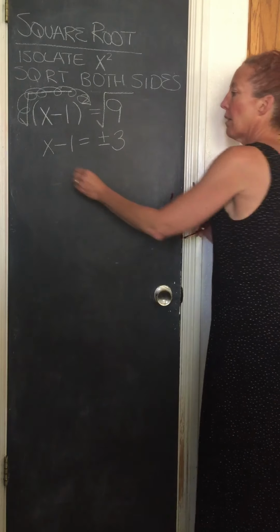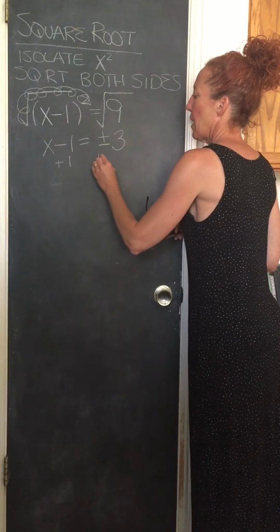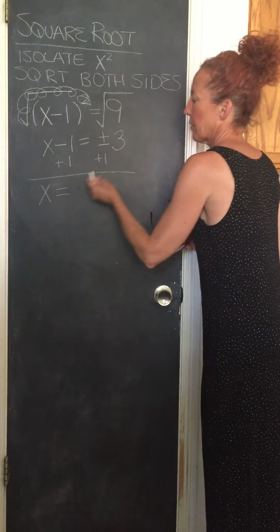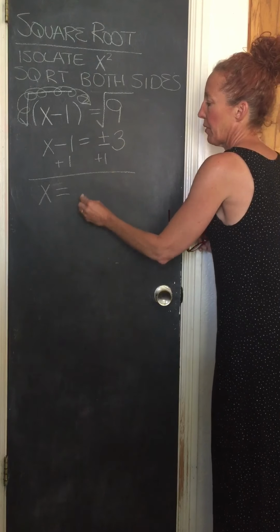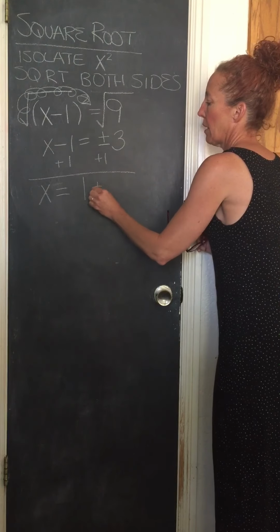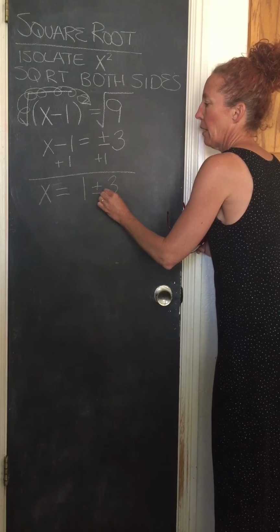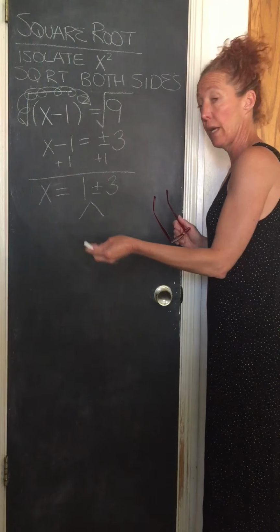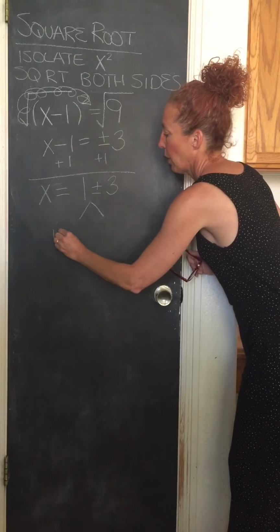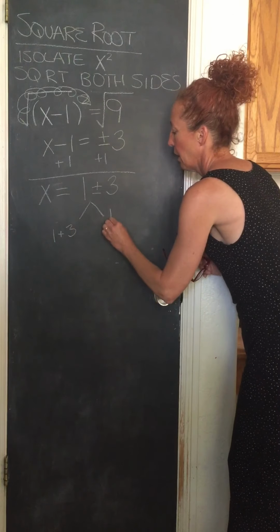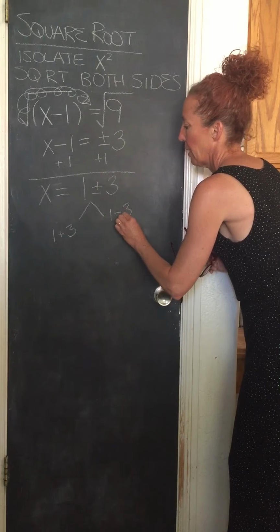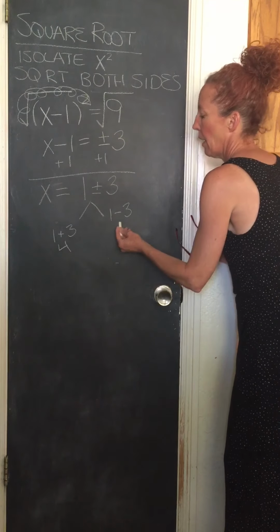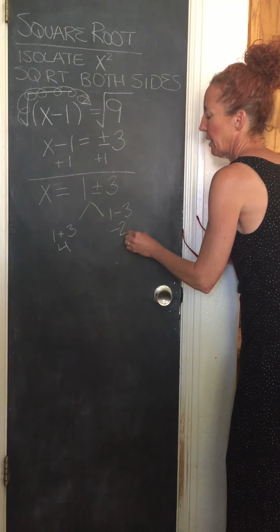Let's add 1 to both sides. So we have x equals, now watch how I'm going to write this. I'm going to put that 1 first, plus or minus 3, and then I'm going to split it because I still have two answers. So I'm going to have 1 plus 3 and 1 minus 3. So one of my answers is going to be positive 4, and one of my answers is going to be negative 2.